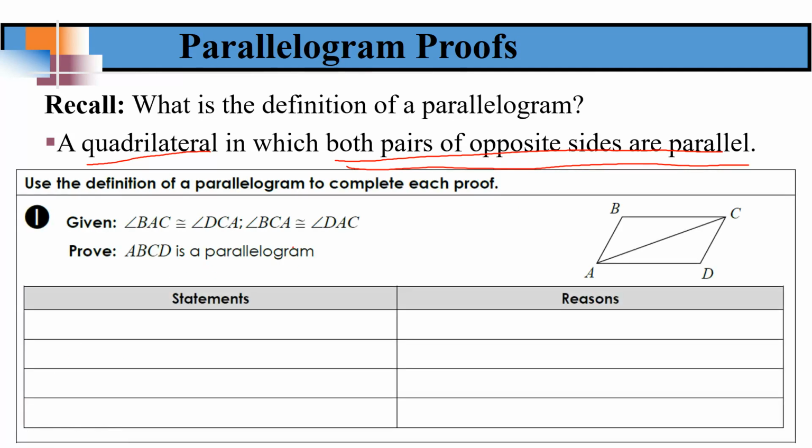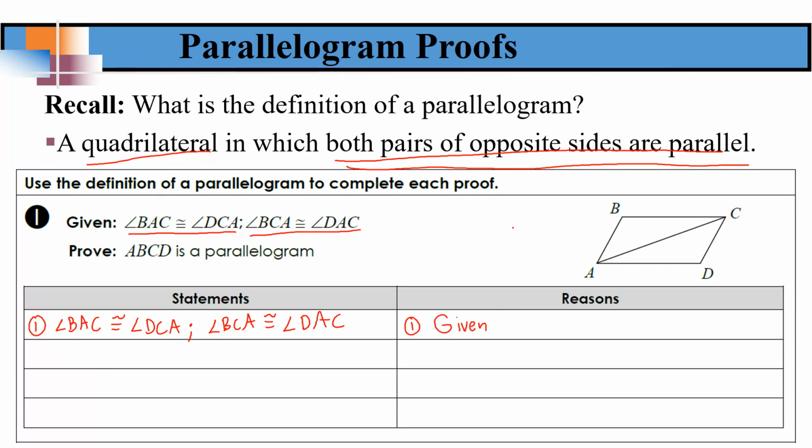In example 1, it says use the definition of a parallelogram to complete each proof. Well, like normal, we begin a proof the same way. We begin by restating all the given information. Now, there's technically two pieces of given information here, right here and right here. I'm going to go ahead and write them down as one line, if that's okay. We're going to say angle BAC is congruent to angle DCA, and then just put a comma or a colon here, and then say angle BCA is congruent to angle DAC, and I can mark that's true because it was given.